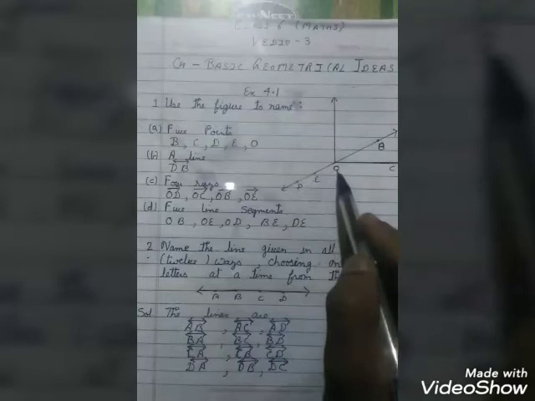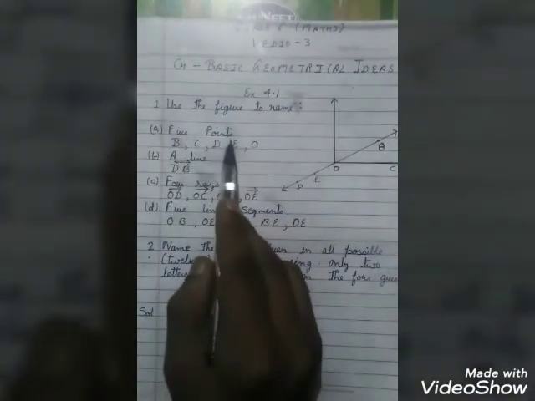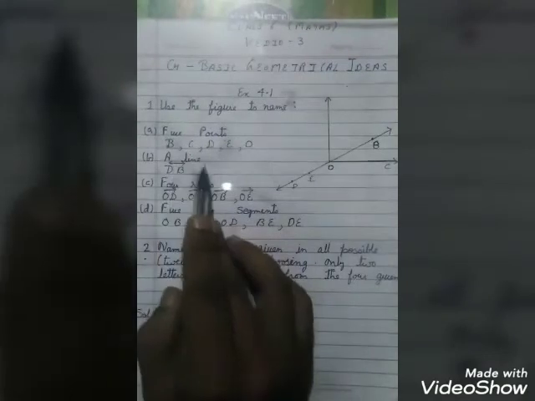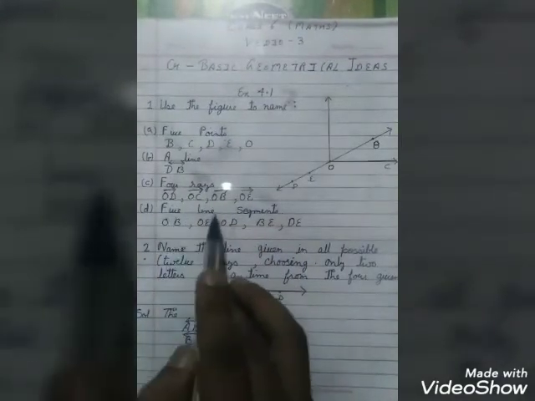So look over here, our first question: use the figure to name. This figure has been given to us. We have to answer the following question. 5 points. We have to find out 5 points in this figure, a line, 4 rays, 5 line segments.